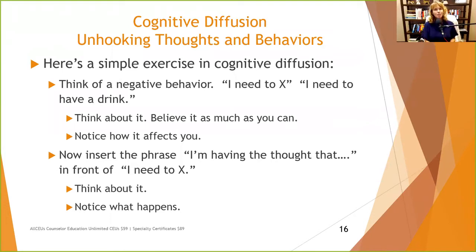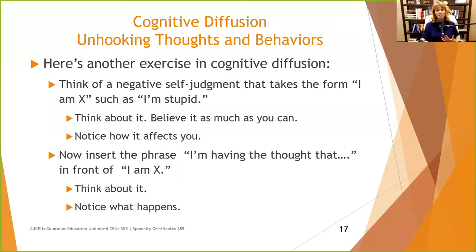The other way to do it is to stop when you hear yourself saying that and insert the phrase, I'm having the thought that, in front of I need to. So I'm having the thought that I need to have a drink. Well, how is having a thought different than having a need? Well, generally, we feel more in control of our thoughts. Generally, we can say, all right, I'm having the thought that this is going. Let me replace it with another thought.